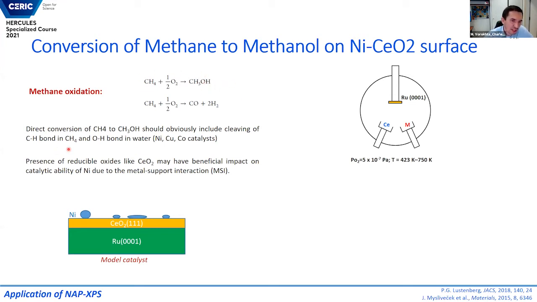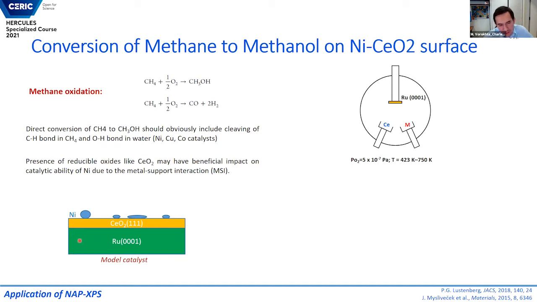Usually for such a reaction, people use catalysts. There are nickel, copper, cobalt, some transition metals. It was also shown that in the presence of some kind of active support like cerium oxide, you can have a beneficial impact on the catalytic ability of the metal. So in this case, we studied a kind of model catalyst.